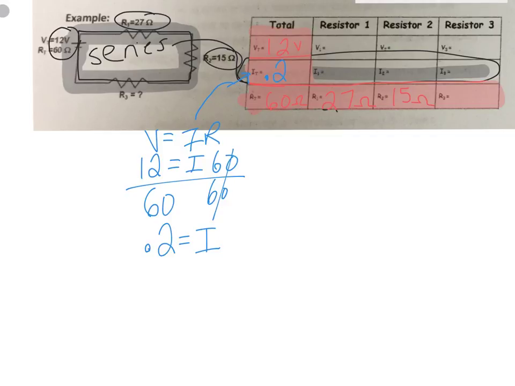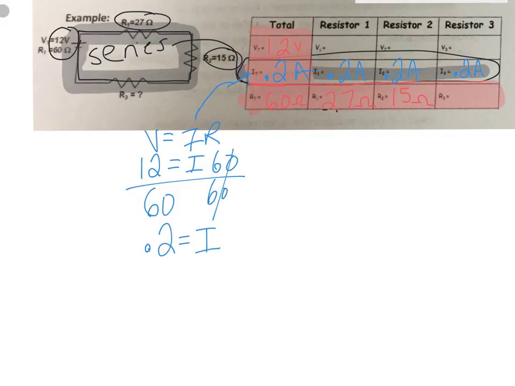Now remember that the total current is conserved, or is constant, in a series circuit. So I'll also have 0.2 amps traveling through the first resistor, 0.2 amps traveling through the second resistor, 0.2 amps traveling through the third resistor, and 0.2 amps returning back to the beginning of that circuit.